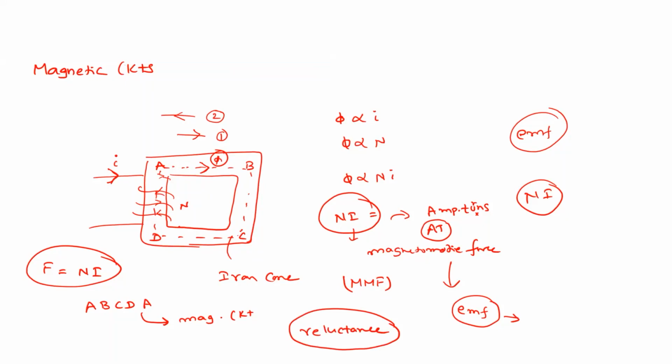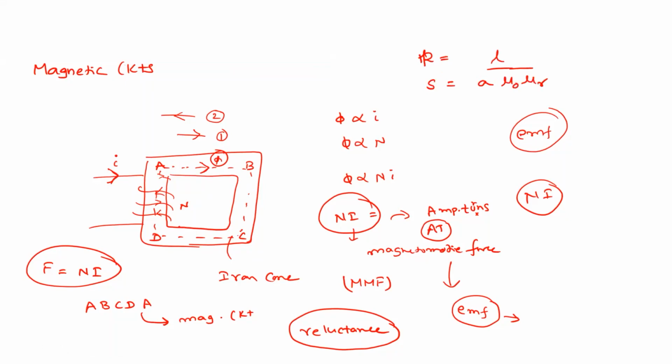So reluctance opposes the flow of magnetic flux. The opposition that the magnetic circuit offers to the magnetic flux is known as reluctance. It is usually written like this, R with some extra line, or sometimes we write S, both are correct. This is equal to L divided by A mu naught mu R.